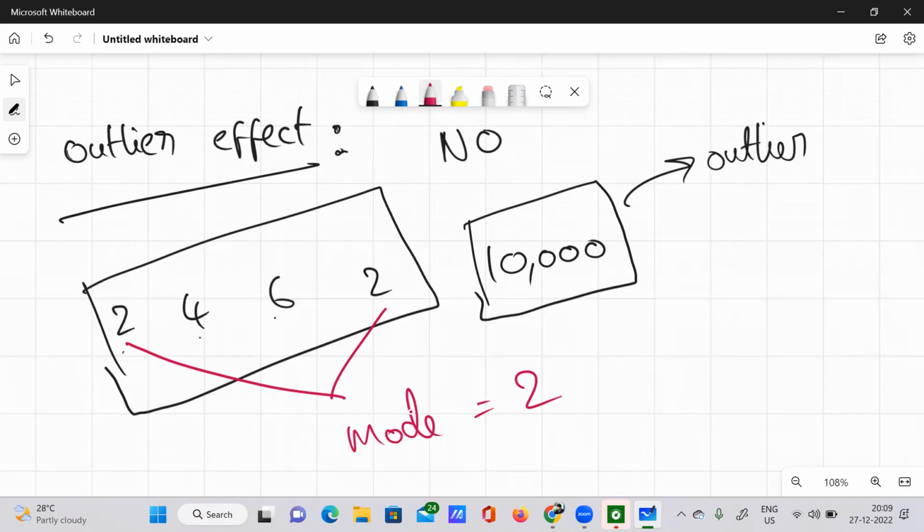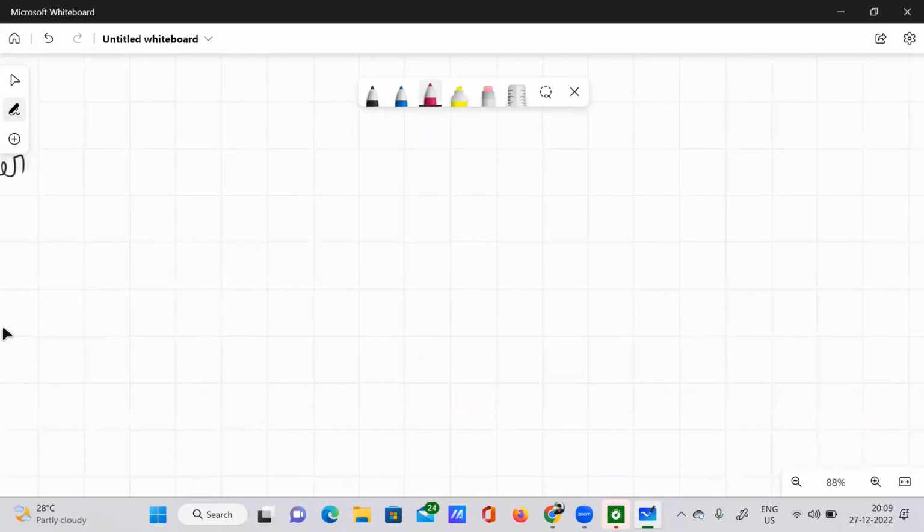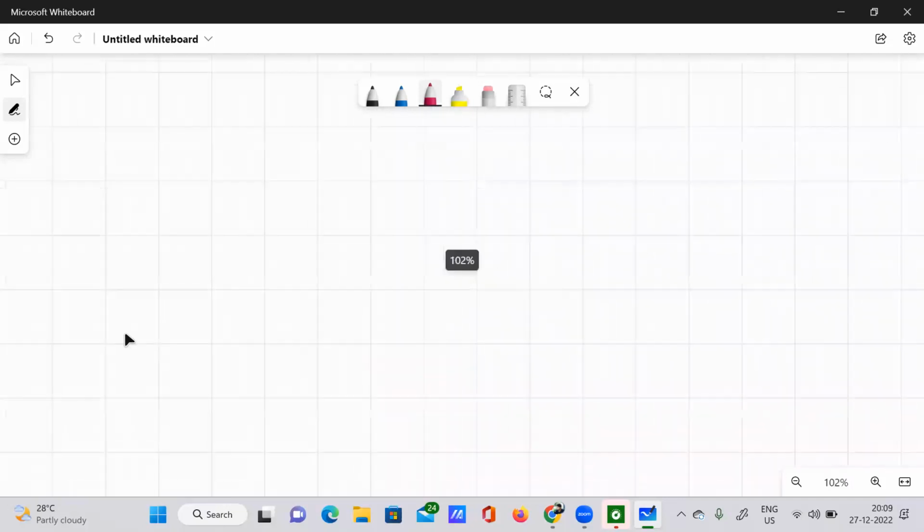That's why I can easily say that there is no impact of this particular outlier effect on our data, right? And now, after knowing whether we have any outlier effect on our data or not, we need to look at the application part: when to use this particular mode, when to use it.